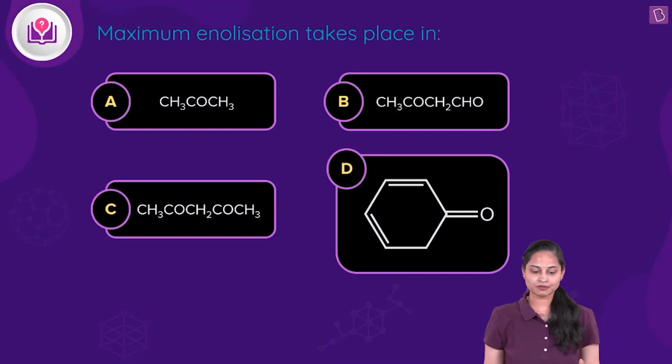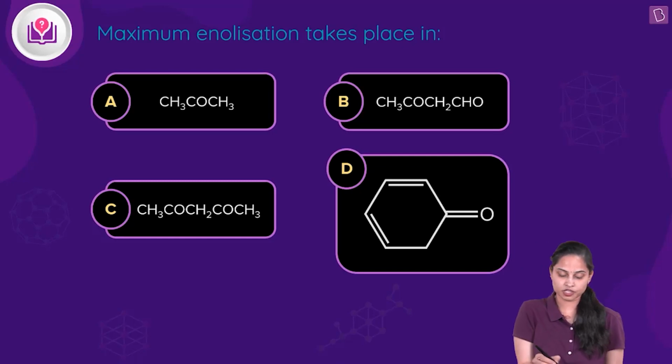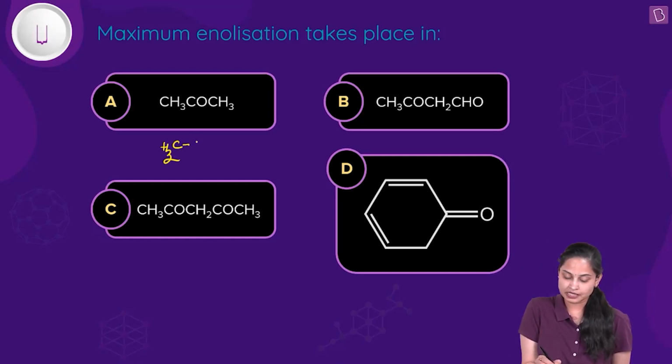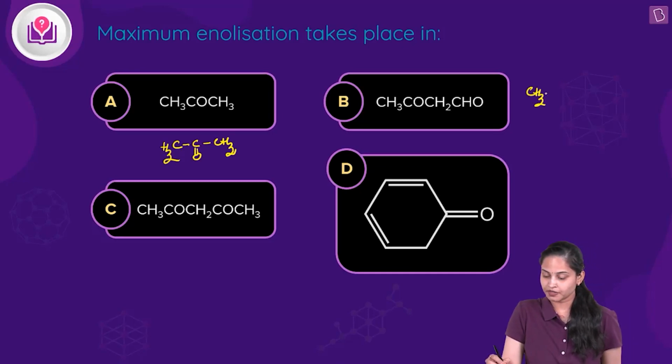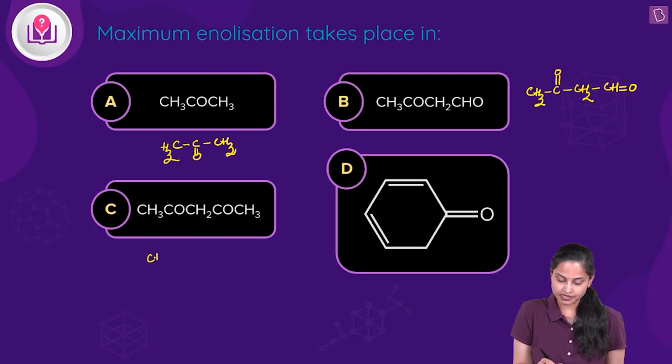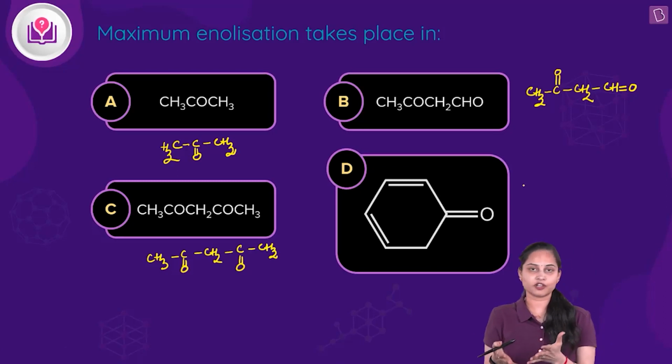Question over here is, maximum enolisation takes place in. See, over here we are given carbonyl compounds. Option number A is CH3-C(=O)-CH3. Option number B is CH3-C(=O)-CH2-CHO. Option number C is CH3-C(=O)-CH2-C(=O)-CH3. And talking about option number D, it's in front of you.